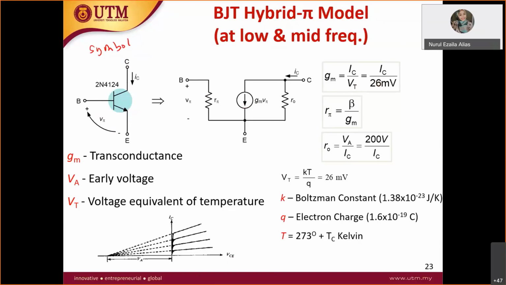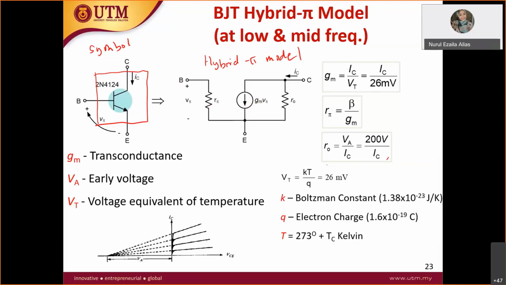In AC analysis, you convert this symbol into this one, which we call the hybrid pi model. With the same nodes, where you have base, collector, and emitter, this hybrid pi model is fixed, with the current source gm v pi and also the r pi and v pi.